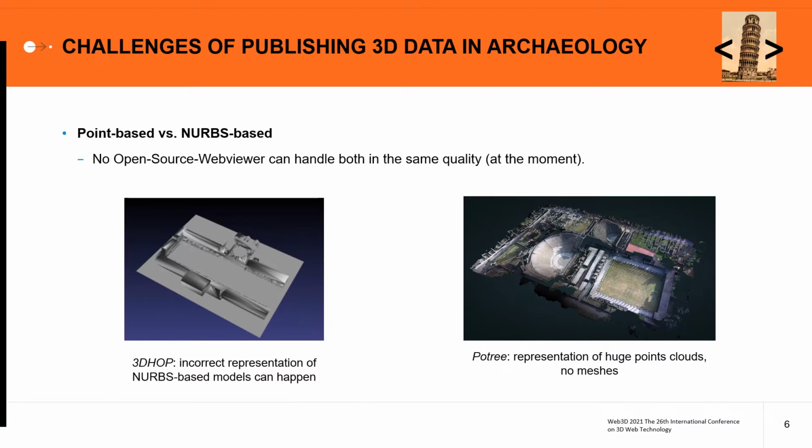If we now speak about web viewers, we can see that there do exist really wonderful solutions, like for example 3D Hop or Potree. The problem is, as far as I have understood, that unfortunately no web viewer can handle all the different kinds of 3D data in terms of its geometry in the same quality. You can see on the left side that in 3D Hop there can occur a little bit of strange visualization if you load a NURBS-based model. The huge faces are not really like they should be. And on the right side you can see a Potree example, which is great for huge point clouds, but on the other hand Potree cannot handle bigger meshes, no matter if point-based or NURBS-based, as far as I'm aware. So this is the main challenge for an archaeological publishing project, that you cannot cover all your data with one viewer.